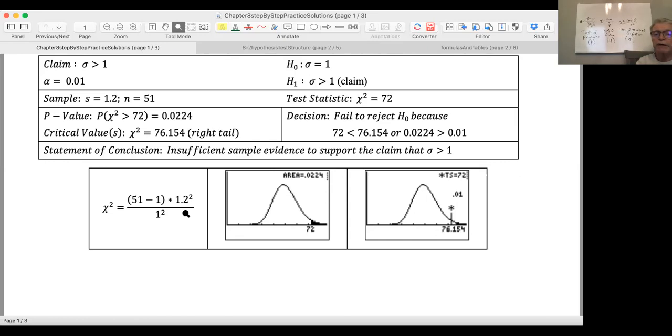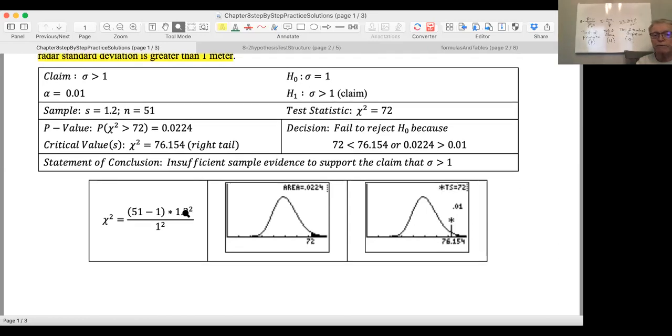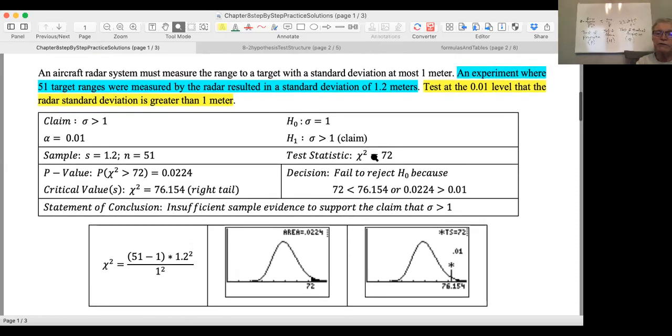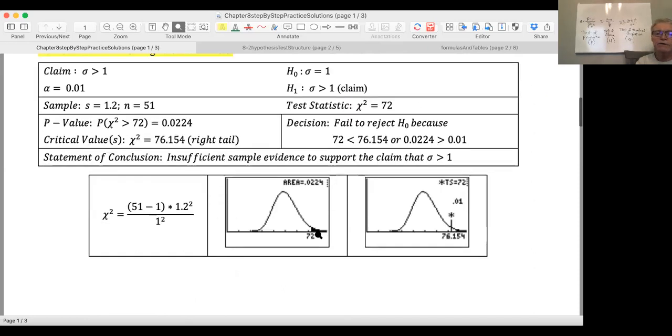Put that into your calculator. You don't have to add any additional parentheses for this. And we end up with chi-squared equals 72. And keep in mind, whenever we identify the test statistic, we have to identify it by name. Chi-squared equals 72. Let's go to the next problem.